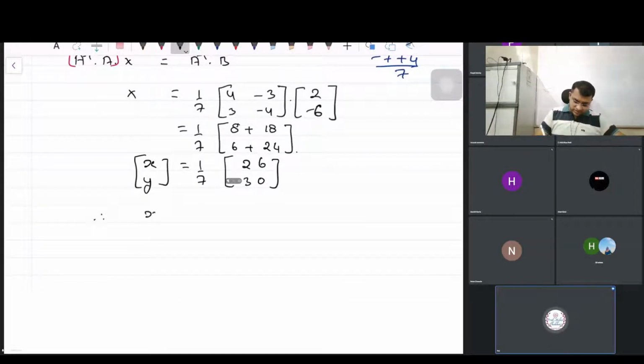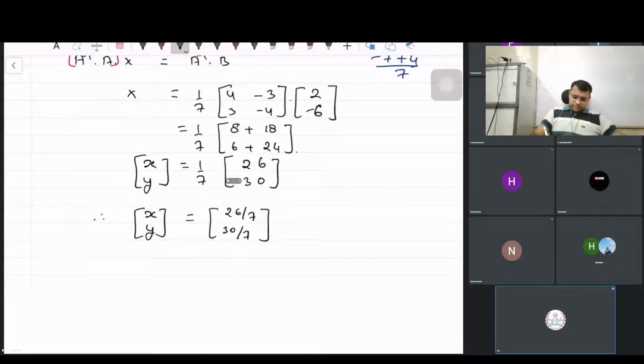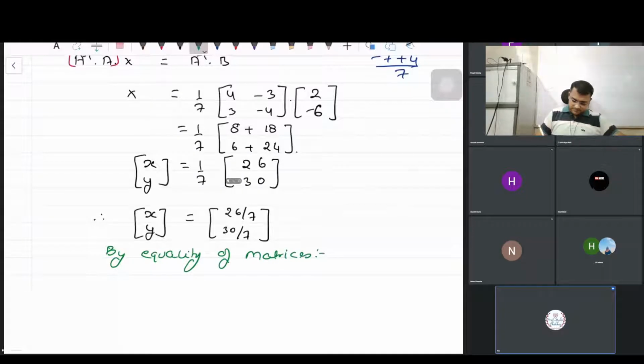So I will write over here x, y is equal to, by equality of matrices. It's very easy for us to identify x is the first number and y is the second number. Sorry, 30 by 7.